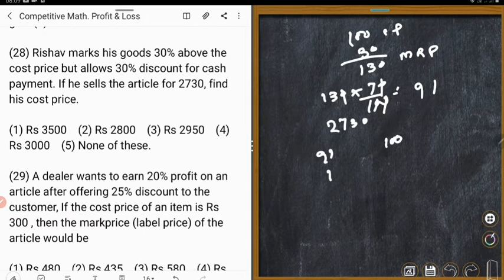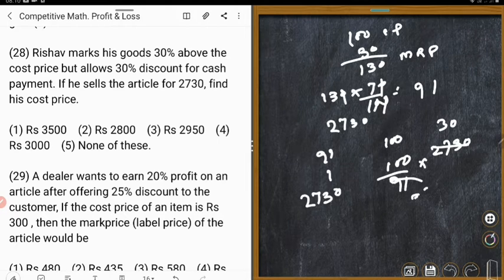When the SP is 100 upon 91, when the SP is 2,730 at a 30% discount, the CP is equal to 2,730 into 100 upon 91, is equal to 3,000. CP is equal to 3,000. Which is correct? Number 4. Number 4 is correct. Could you understand? Yes. Number 4 is correct.